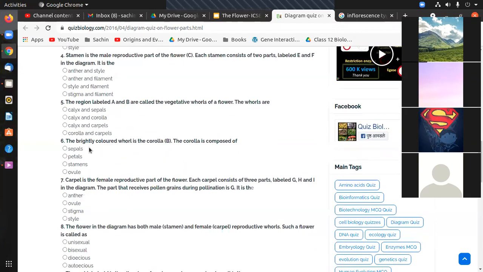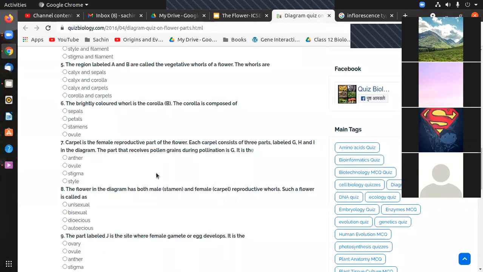Then question 6, I guess this is very simple. The brightly colored wall is the corolla. The corolla is composed of, we just said it, petals, right? Let me see if there is anything interesting here. Yeah, let's do the 7th one.